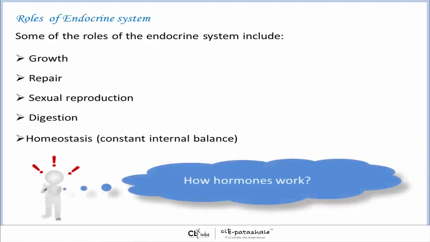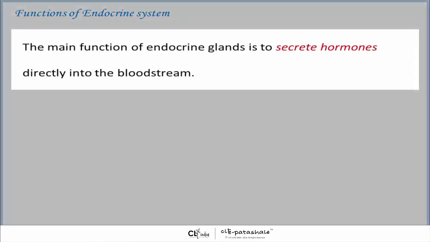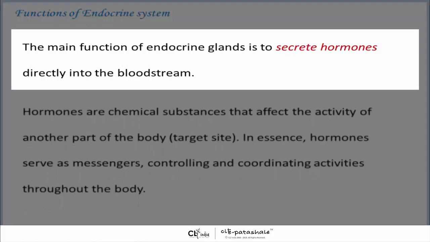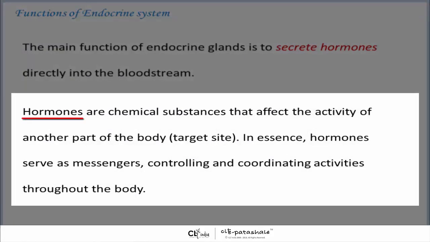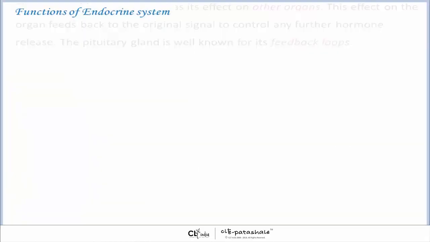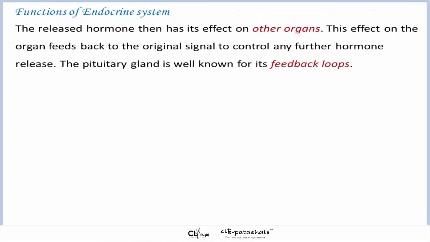Now children, how do hormones work? The main function of the endocrine glands is to secrete hormones directly into the bloodstream. Hormones are chemical substances that affect the activity of another part of the body, or the target site. In essence, hormones serve as messengers controlling and coordinating activities throughout the body. The released hormone then has its effect on other organs. This effect on the organ feeds back to the original signal to control any further hormone release.